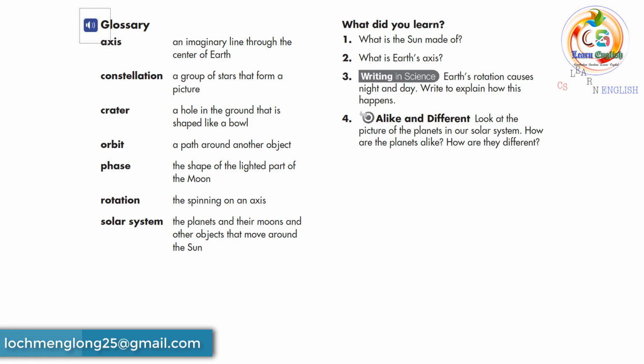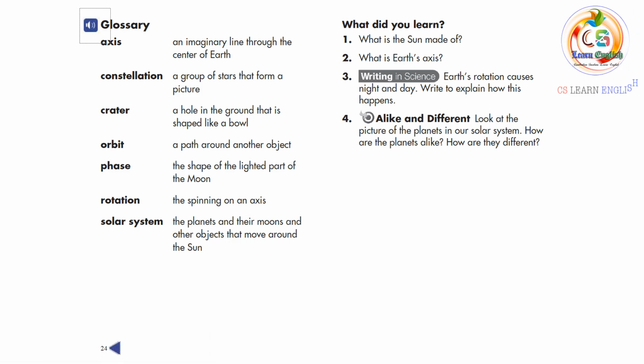Phase. The shape of the lighted part of the moon. Rotation. The spinning on an axis. Solar system. The planets and their moons and other objects that move around the sun.